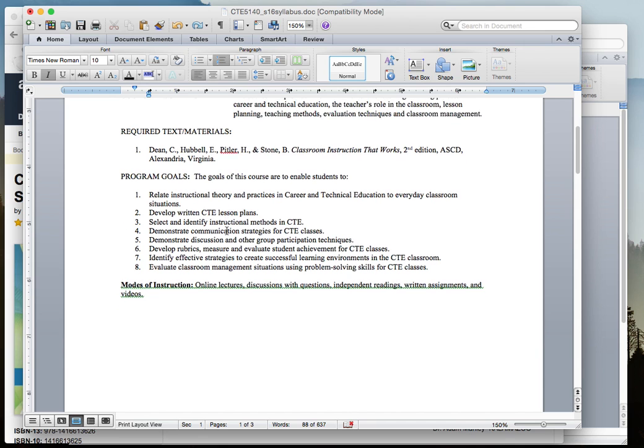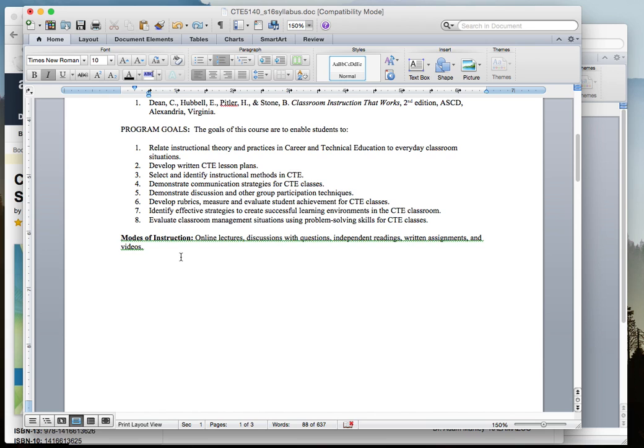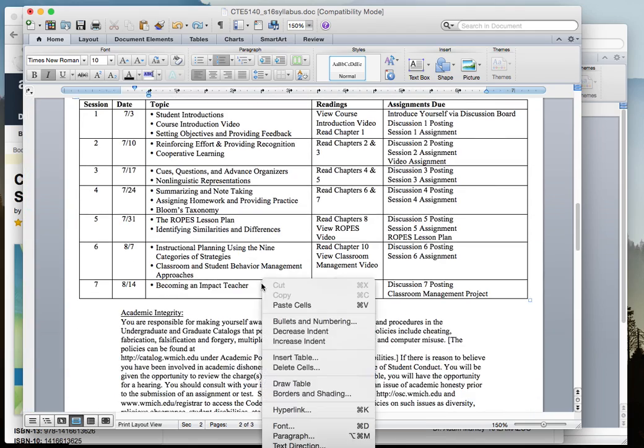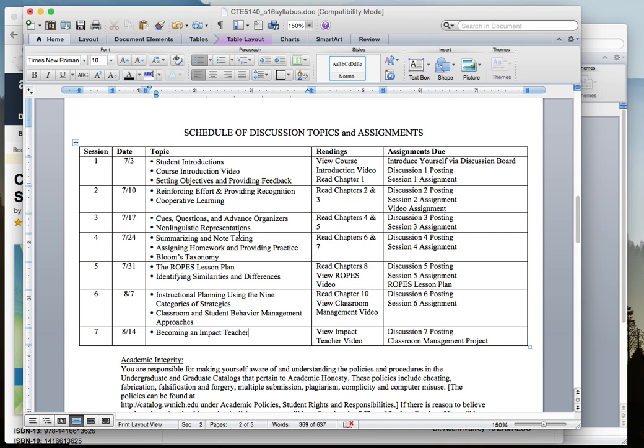Here are the goals for the program. You can read those at your leisure. Modes of instruction will include online lectures, discussion with questions, independent readings, written assignments, and videos. So I tried to make this as easy to understand as possible. This is the schedule of the topics as well as the assignments.